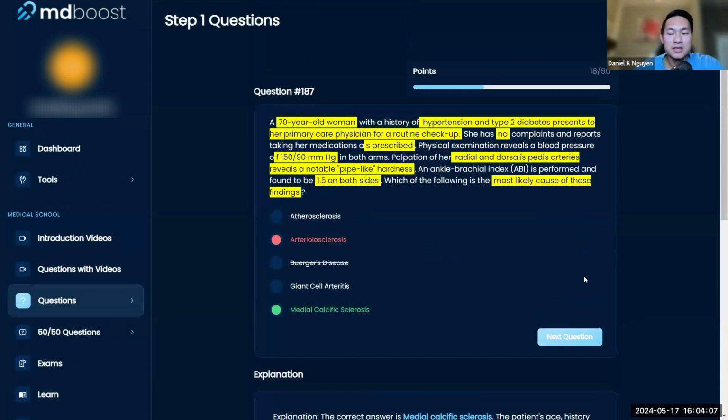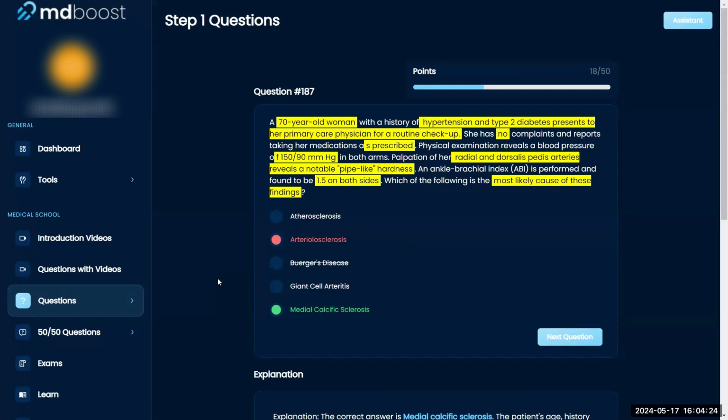I think you are exactly correct, and it's Monckeberg. The reason you know that is pipe-like. Arteriolosclerosis is the medium to small vessels, but with Monckeberg's you're talking about medium to large vessels as well, that you can actually palpate, right?